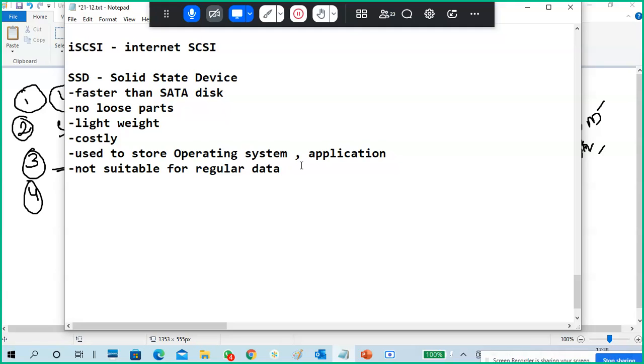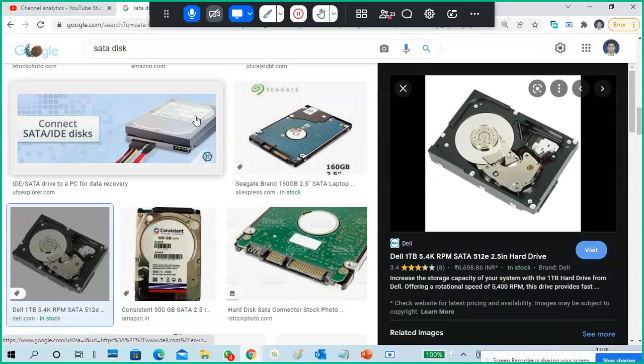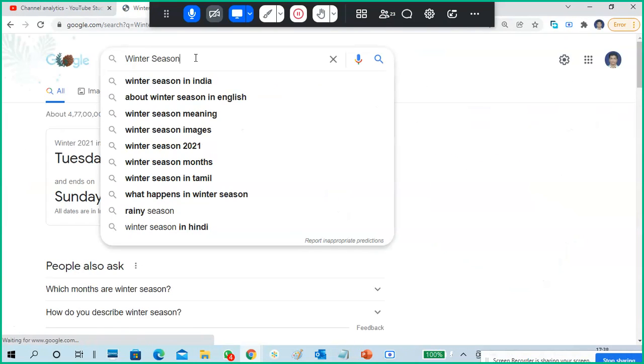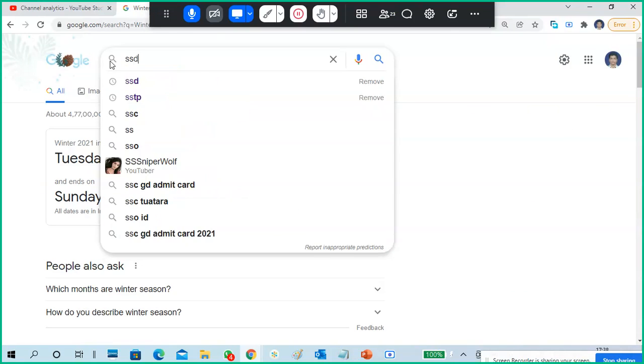So not suitable for regular data. It means I have videos, songs, images, virtual machines; I don't store them in my SSDs. Because the cost is much different from one SSD to another SSD. So if you want to go with SSD, see SSD.